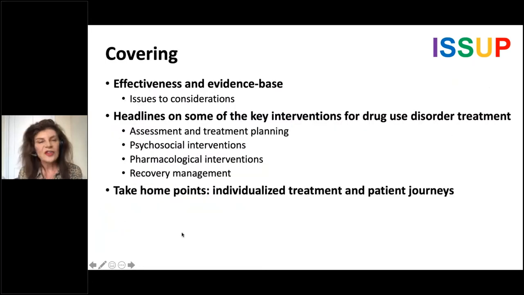Now, what I'd like to do today is cover some points about effectiveness and the evidence base, and some issues that I think we need to consider as practitioners or managers or researchers. I'd like to give you some of the headlines on some of the key interventions for drug use disorder treatment in terms of effectiveness, and then finish up with some key take-home points about individualized treatment and patient journeys.